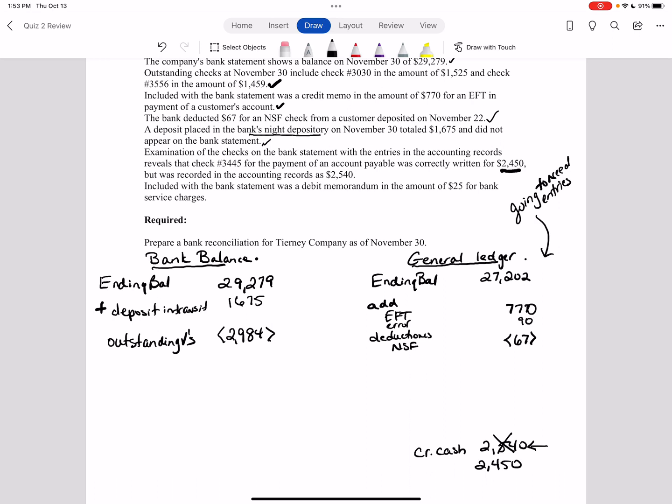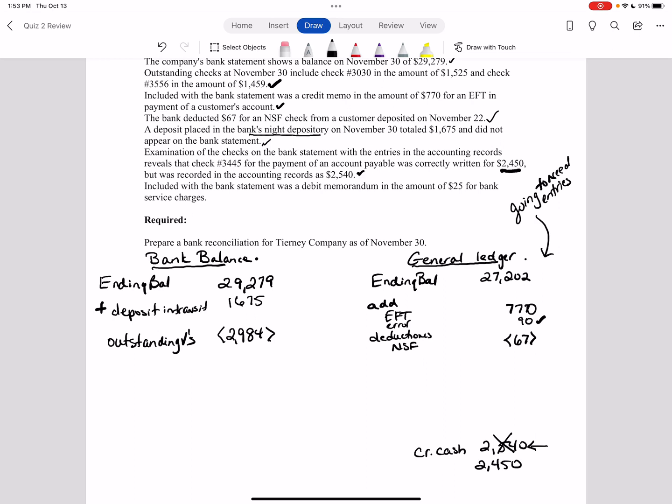So let me just say that again. This credit was too high. I lowered my general ledger cash account by too much. I should have only lowered it by $24.50. So to get it to the right place, I add the $90 back. All right, and again, that was my error, not the bank's error.